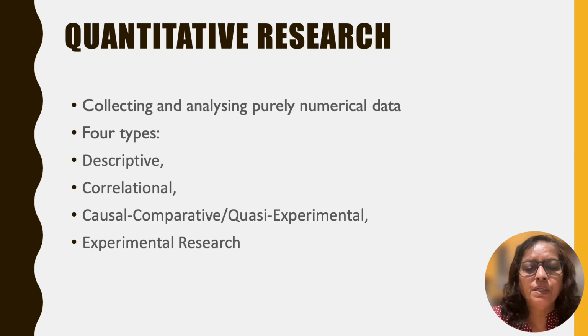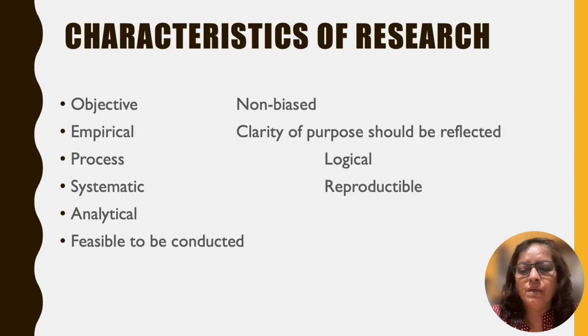Next, you have quantitative research. Quantitative research is basically 4 types, and it concerns only with numerical data, only with numbers. There are 4 types. One is descriptive, correlational, causal. Causal means what causes? X causes Y, like that, and experimental research. Now, we'll go ahead. We'll come to characteristics of research.